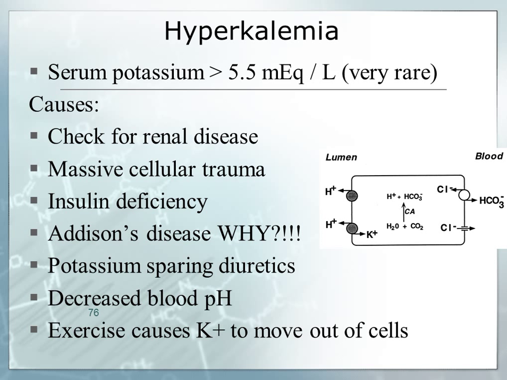This is a tricky one. Addison's disease affects the adrenal gland, and it stops it from releasing what hormone? Yes. Aldosterone, exactly. So Addison's disease, they don't have aldosterone, which means they can't absorb what? Sodium, and they can't get rid of potassium, causing hyperkalemia, right? So those are major ones.